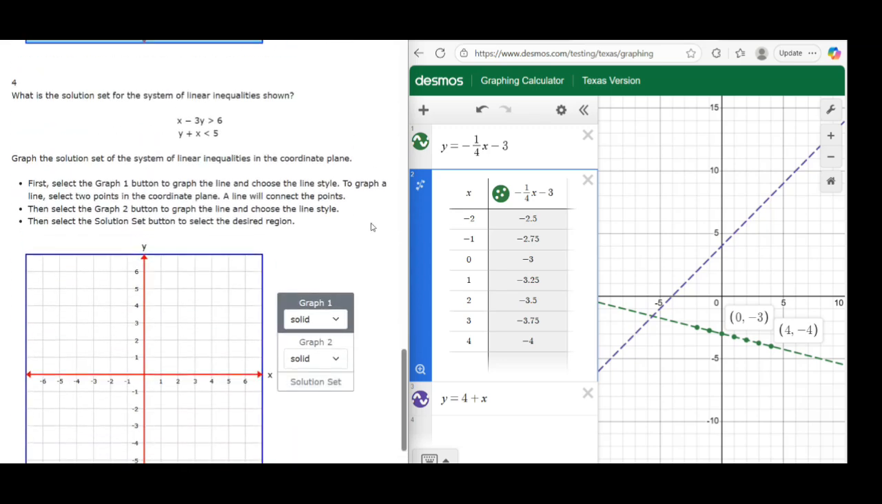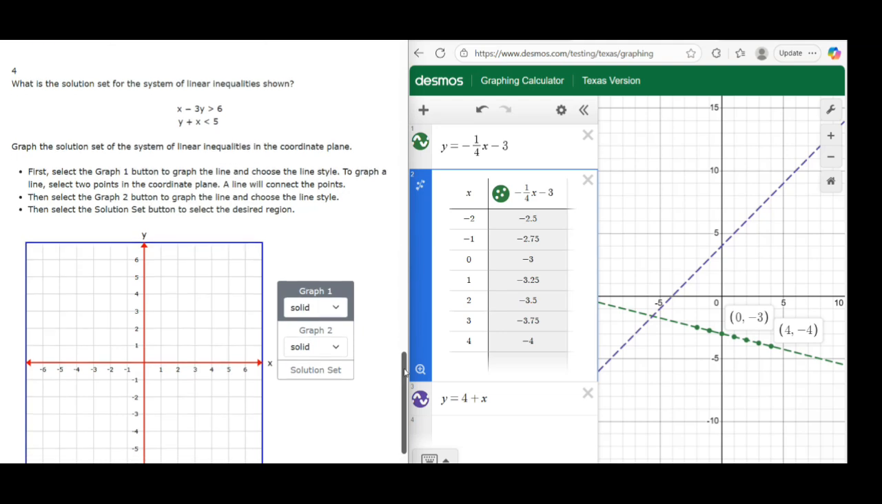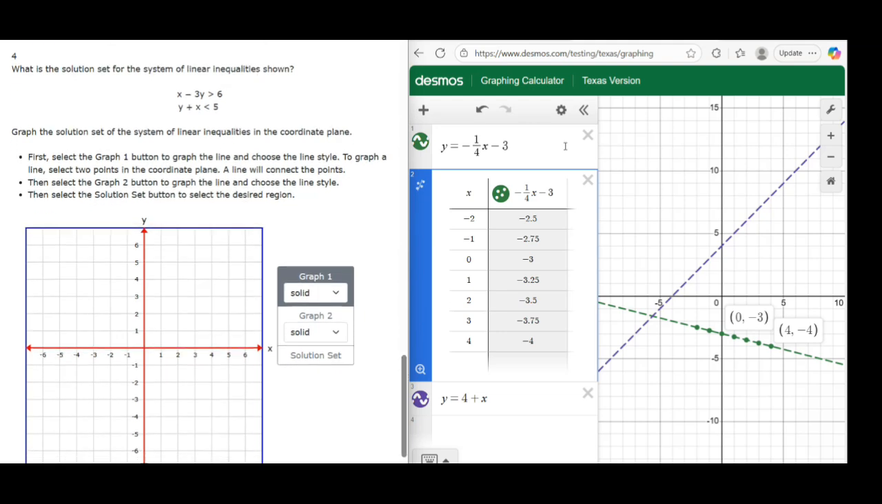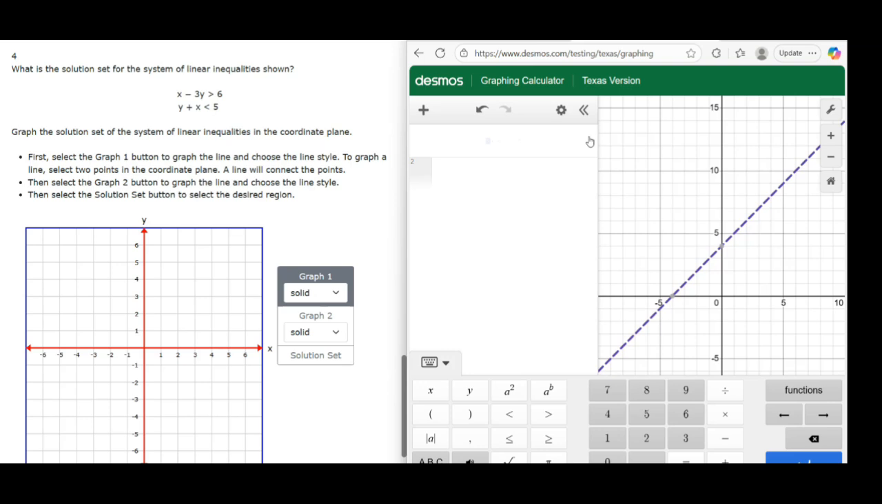All right, let's do one more. So pause right here. Pause on the video. See if you can do this one on your own, and then unpause and see if you got it.